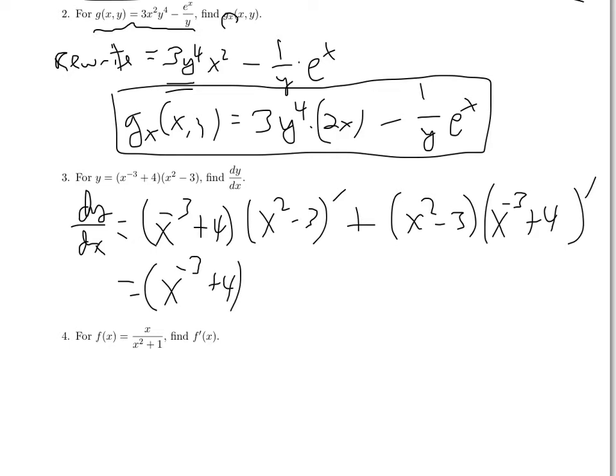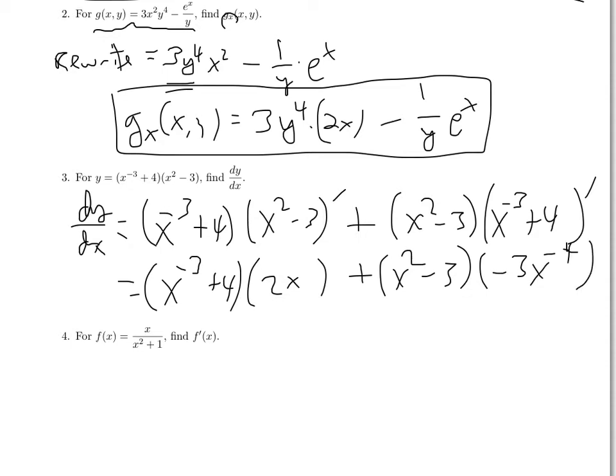So the derivative of x squared minus 3 is 2x, and the derivative of x to the minus 3 plus 4 is negative 3x to the minus 4. I'm just using my power rule in each case, and I should just stop there. We do not have to simplify, so why would you?